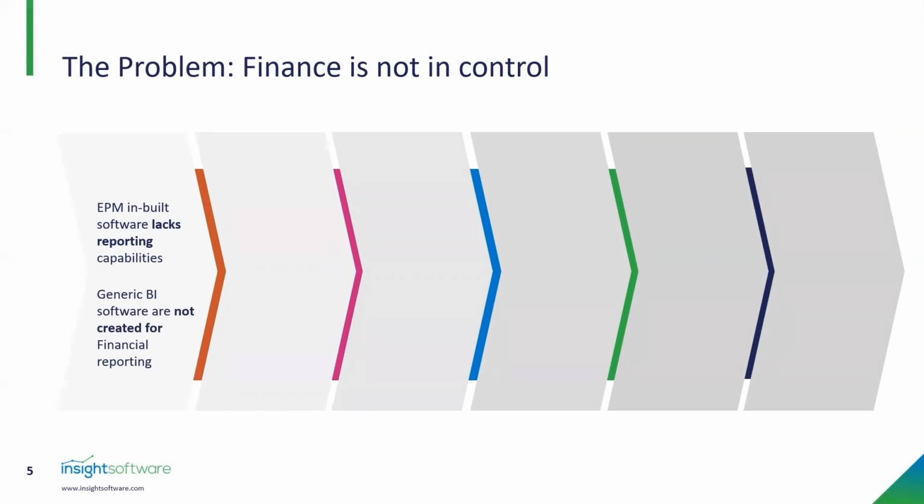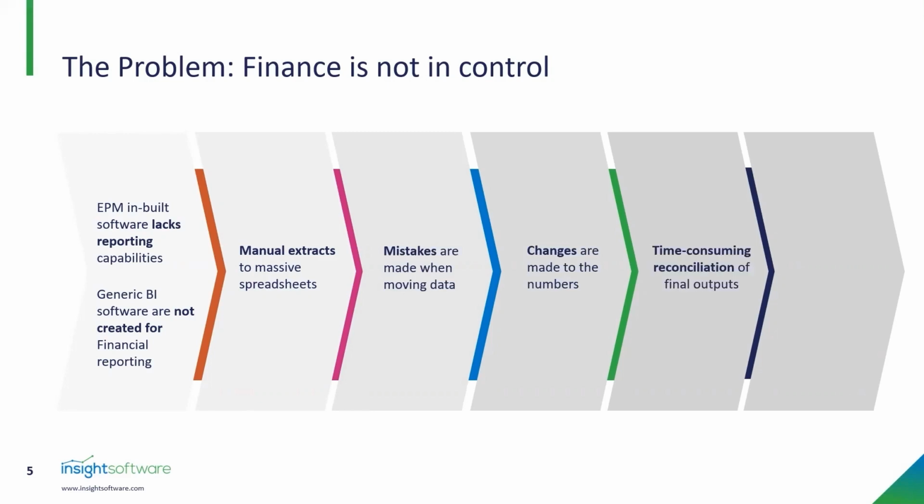And for that reason, many organizations extract huge amounts of data and dump them into spreadsheets. Mistakes are made. This is a repetitive process, also because of changes in EPM systems. Talking about huge amounts of data, huge files, it's an error-prone process. Changes are being made in the spreadsheets. We often see, or sometimes also see, that data is manipulated even in those spreadsheets. And reconciliation takes a lot of time, to check whether the numbers in the spreadsheets are the same as in the EPM systems. And for that reason, the result is that finance is not in control.